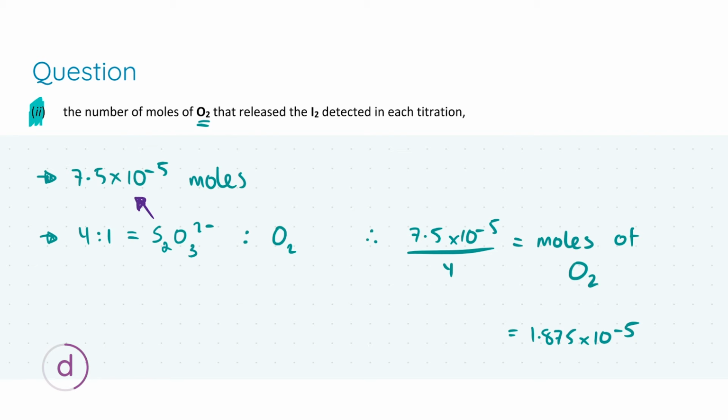And yet again, the way we found that is by using that relationship that we were given in the question. In this question, there was a total of 3 marks going, and those 3 marks are really only for your final answer, which is our 1.875 by 10 to the minus 5. You got those 3 marks by successfully figuring out the relationship given in the question, and then using that to find our number of moles of O2.